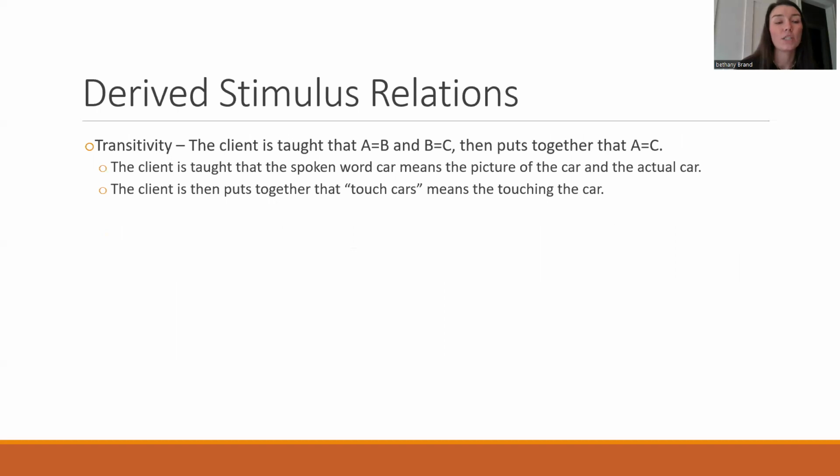The derived stimulus relation. So transitivity. So the client is taught that A equals B and B equals C, and then puts together that A equals C. So we started off with the client being taught that the spoken word car means the picture of the car or the actual car. We did that with the matching. And then the client puts together that touch car means touching the car. So he puts together the spoken word car and the picture of the car. So that could be A and B, both mean car. So then, A equals B, B equals C, and then he puts together that A equals C, that touching car means the car.